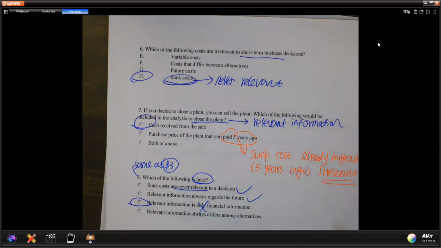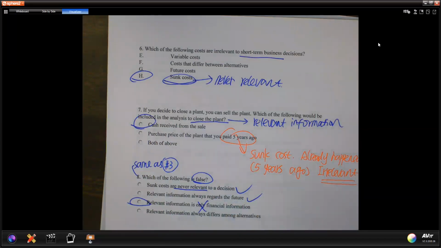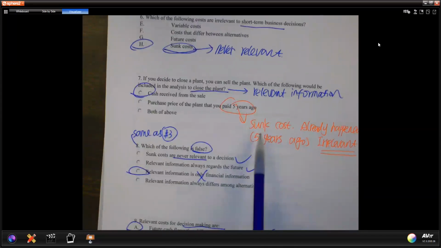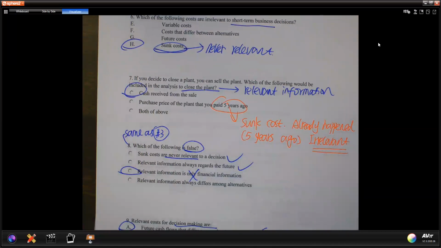Question 7, this one said about your relevant information, about whether you should close the plant. We said if you sell your plant, you can get money, then the money will be relevant because if you sell it in the future, you get $15, so that is extra money, and that happens in the future. So that is relevant information. But the purchase price of the plant you paid 5 years ago, that's the sunk cost. It will not be relevant, because it already happened. You cannot go back 5 years ago to make any changes.